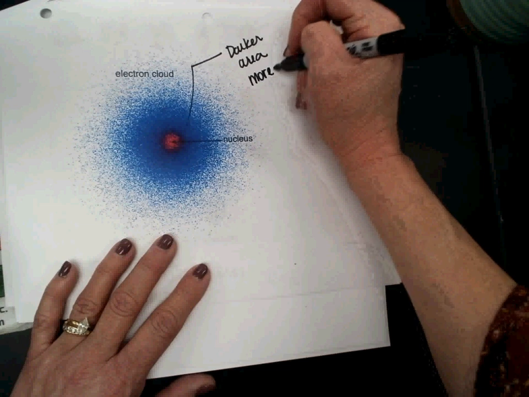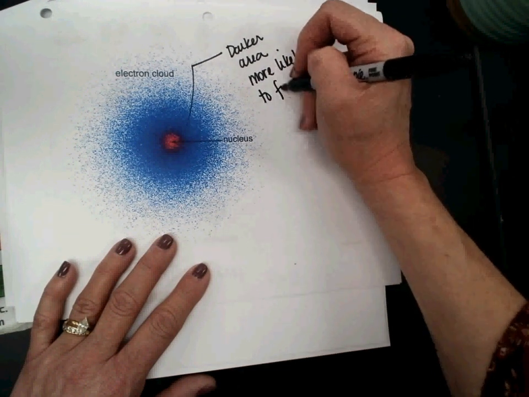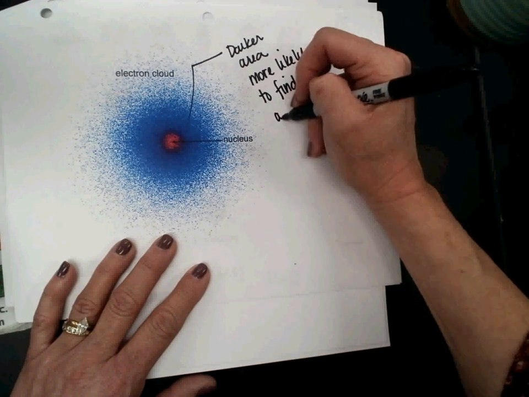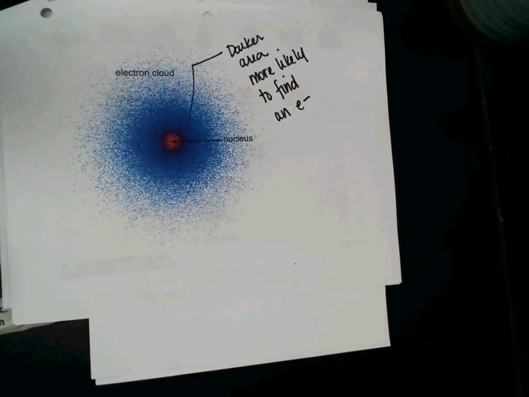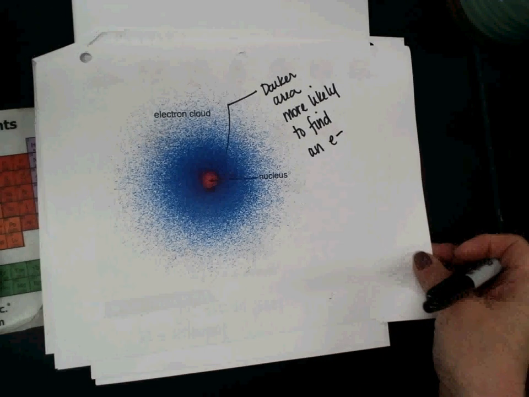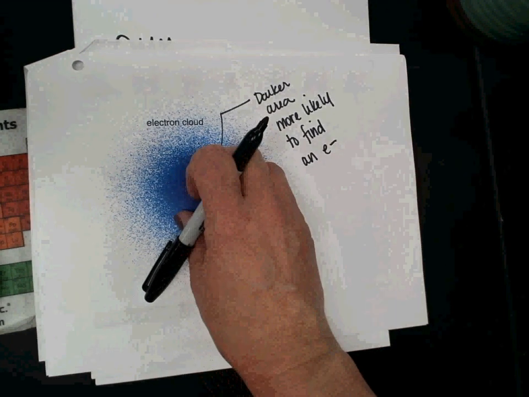The darker the area, and you probably should write this on your paper, when you see one of these diagrams, because you will, the darker the area, the more likely to find an electron, and I should probably move this so you can see. The darker the area in the diagram, the more likely you are to find an electron in that area.